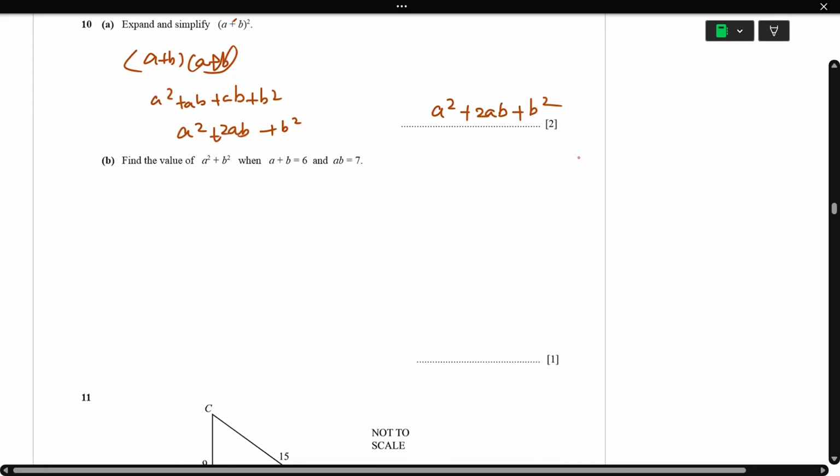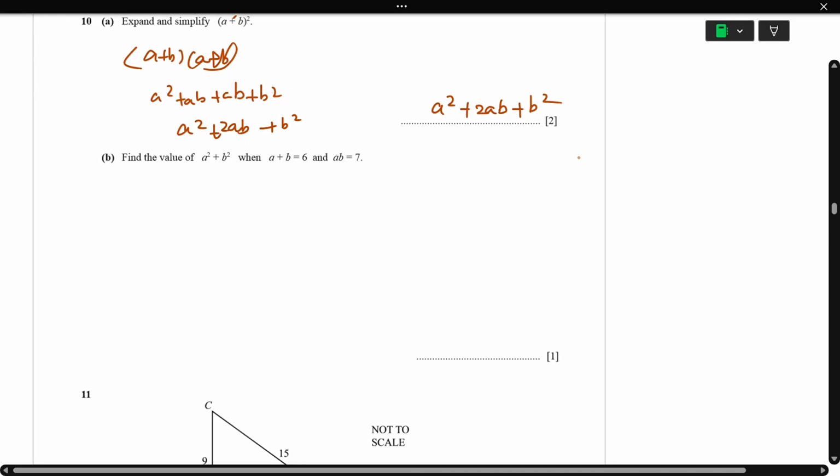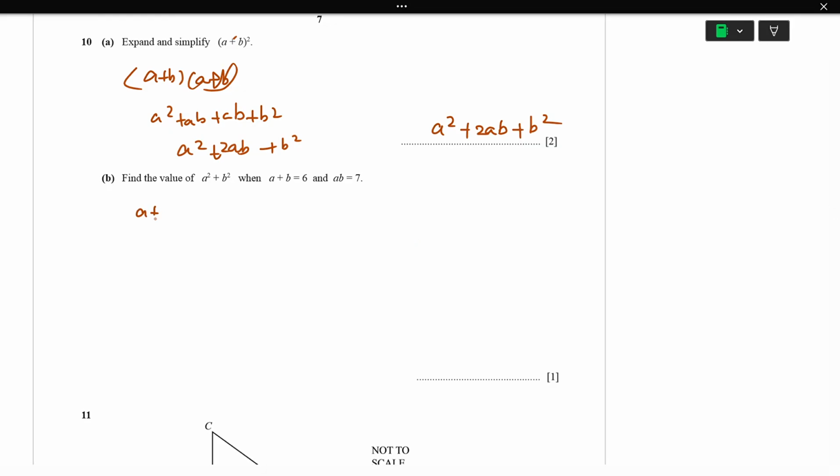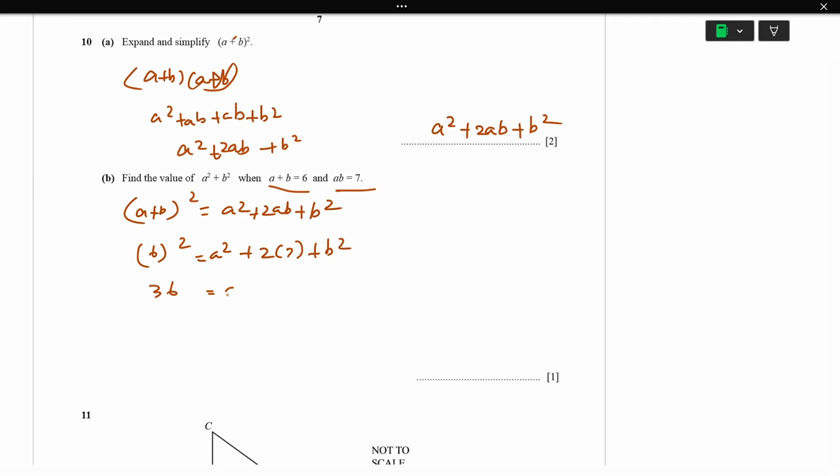The next question, find the value of a square plus b square. In the previous one, we expanded (a plus b) whole square, which equals a square plus 2ab plus b square. Here the value of a plus b is given and the value of ab is given, so I substitute: 6 square equals a square plus 2 times 7 plus b square. So 36 equals a square plus 14 plus b square.